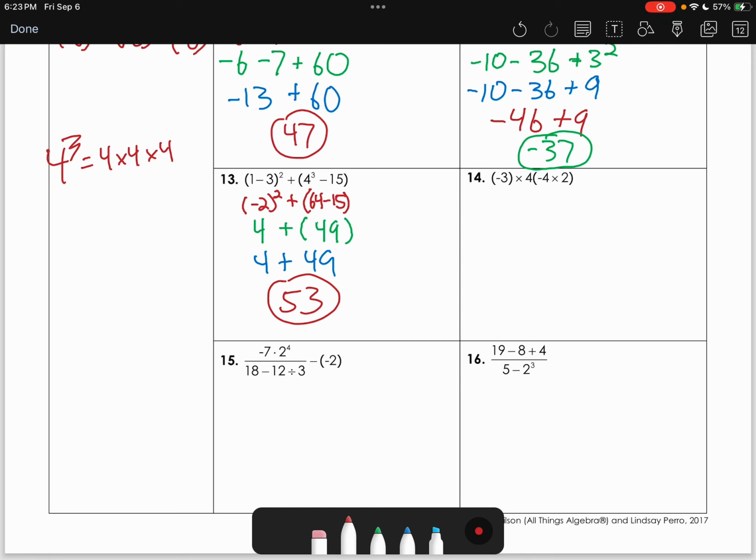Let's go over to number 14. It's negative 3 times 4 times negative 4 times 2 in parentheses. So let's see what we can do here. All right, so let's move this one down. I don't think we need these parentheses around this negative 3. There's no exponent on it or anything. So we're going to do negative 3 times, and then we're going to keep this 4 right next to here. And then negative 4 times 2 will get us to 8. Negative times a positive is going to be a negative 8.